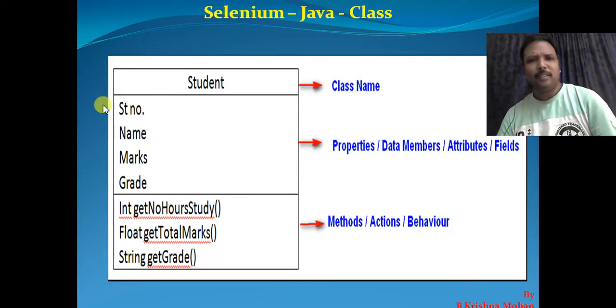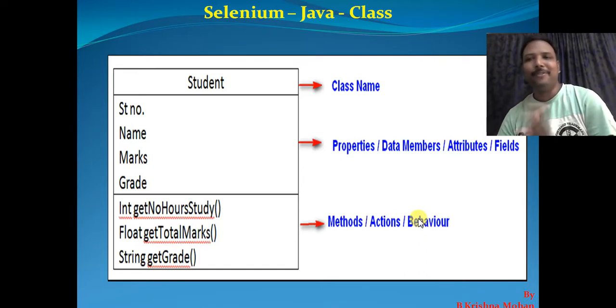This is an example. Here Student is the class name. These are the variables or the properties or the data members or the attributes or the fields. Okay, they are different names. Here these are some of the methods or the actions or the behavior or the functions.